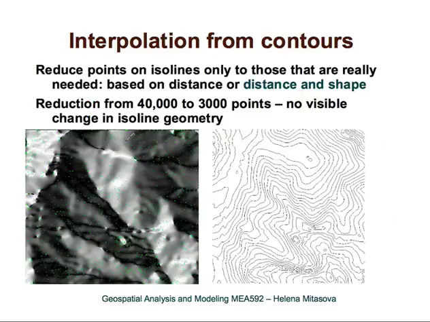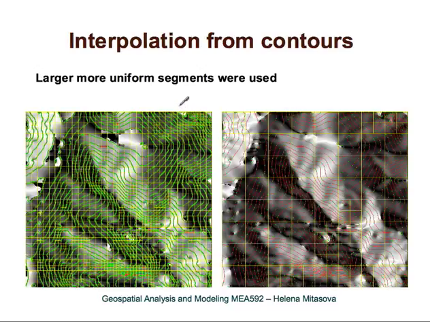So we can reduce the points on these isolines. For example, in this case, the data were reduced from 40,000 points to 3,000 points, and the geometry of the contours didn't change at all. So you can see that the 40,000 points were really not necessary, and we were able to remove 90% of points without losing any geometrical detail. That significantly improves segmentation. You can see that with these very dense points, we have very small segments, and then we have completely empty segments with no data points at all. So the interpolation takes a lot of time and the results are not the best.